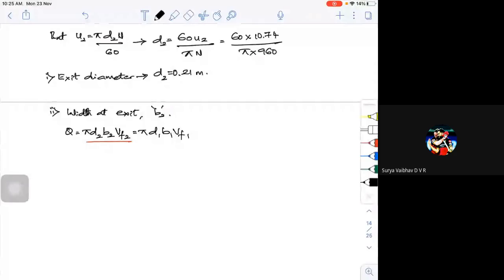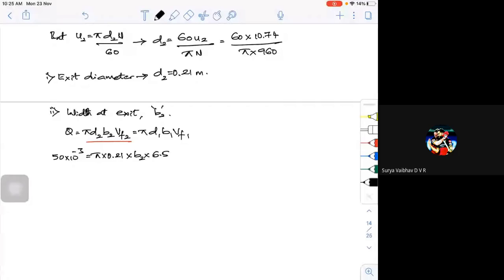Now, to calculate B2, the discharge is 50 into 10 to the power of minus 3. So 50 into 10 to the power of minus 3 is equal to pi into the diameter, which is 0.21, as we just calculated, into B2, which I am supposed to find, into V, which is given as 6.5. Calculating B2, it is found to be 0.011 meter. So this is how you can calculate your width.